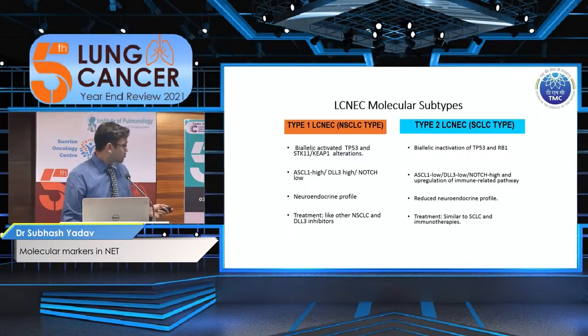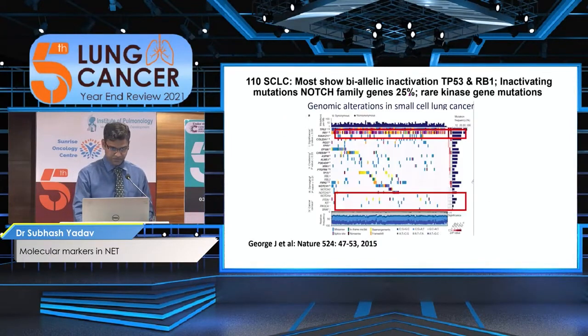They may have a neuroendocrine profile which is similar to small cell, and they can be treated or targeted as per their mutations. So this is the reason why it is necessary to subtype all the neuroendocrine tumors as per their molecular profile, because we may have targeted therapies in future.